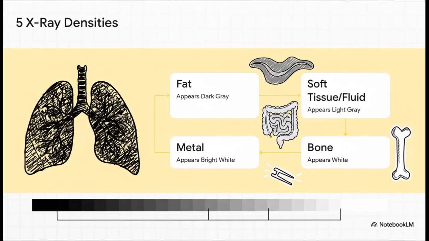And here it is, the whole decoder ring on one slide. This is your cheat sheet. There are basically only 5 shades you need to know. Air is the blackest black. Metal, like a surgical clip or a pacemaker, is the brightest white. And then filling in the middle, you've got fat, which is a dark gray, soft tissue and fluid, which are a lighter gray, and then bone, which is white. If you can get this grayscale in your head, you are already halfway there.